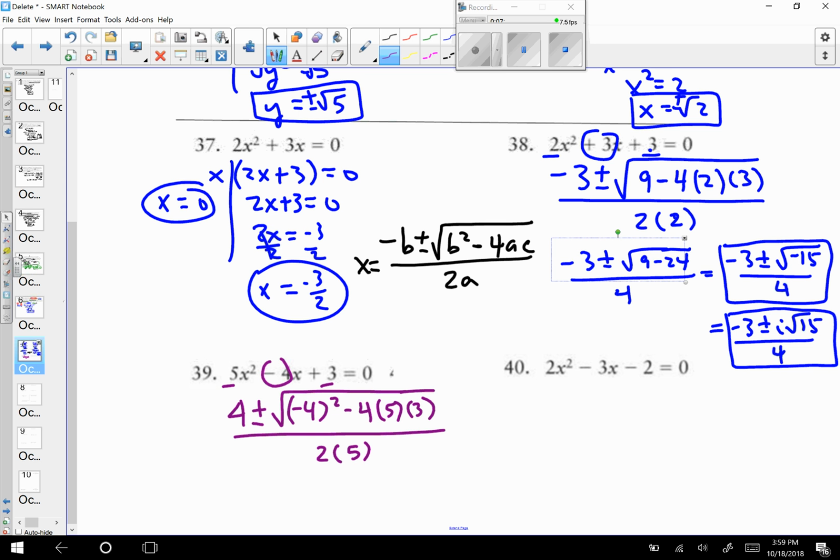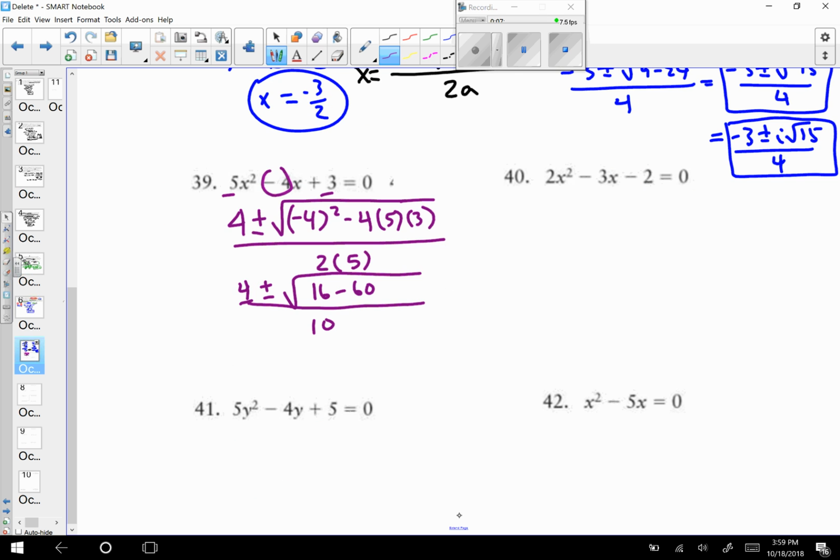So now it becomes basically like a calculator question, right? So this is going to be 16, so the 4 is still going to be 4 plus or minus, all over 10. So that's going to be 16 minus 4 times 5 is 20. 20 times 3 is 60. Right? And so now we just have to go ahead and figure out what that is.